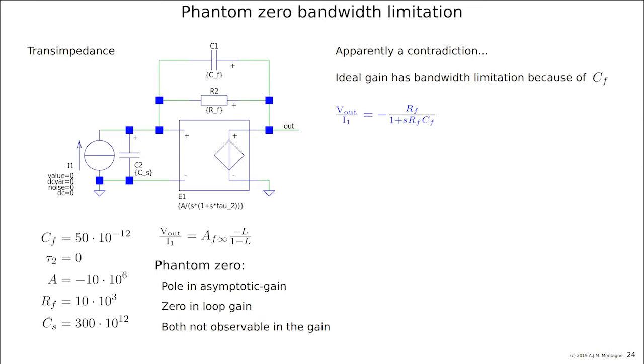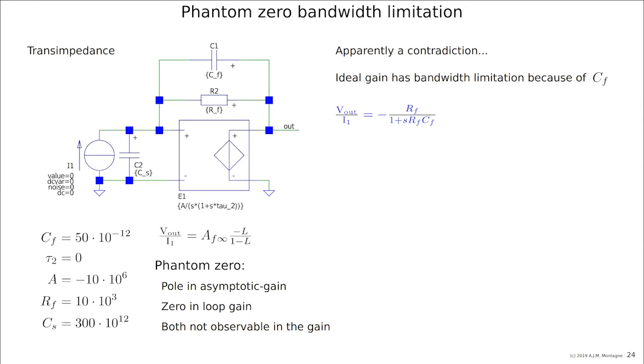So what is the point here? How can we see a bandwidth limitation while, on the other hand, we state that the phantom zero is not visible, not observable in the gain, because it is a pole in the asymptotic gain coinciding with the zero in the loop gain and thus cancelling in the expression V out over I1? That appears to be a contradiction.